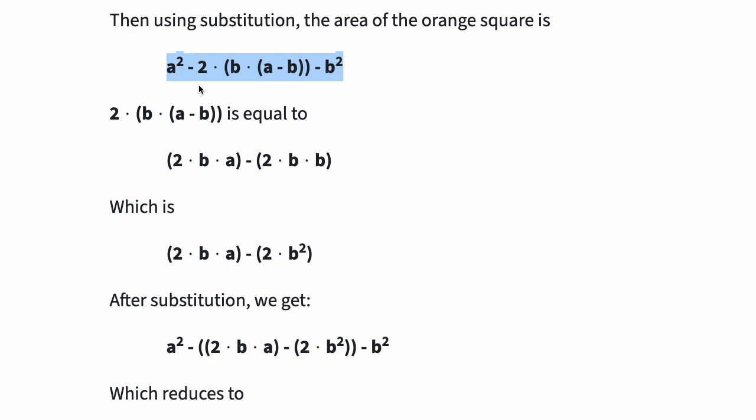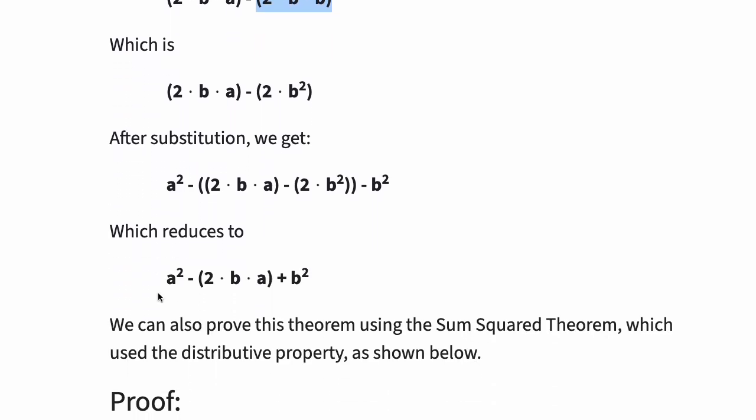Using the distributive property, 2 times B times (A minus B) is equal to 2BA minus 2BB, which is 2BA minus 2 times B squared. If we substitute this expression into the larger expression, then we get A squared minus 2BA minus 2B squared minus B squared. This reduces to A squared minus 2BA plus B squared. We can also prove this theorem using the sum square theorem, which also used the distributive property.